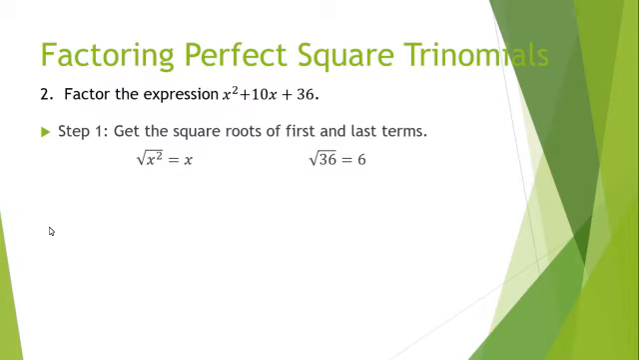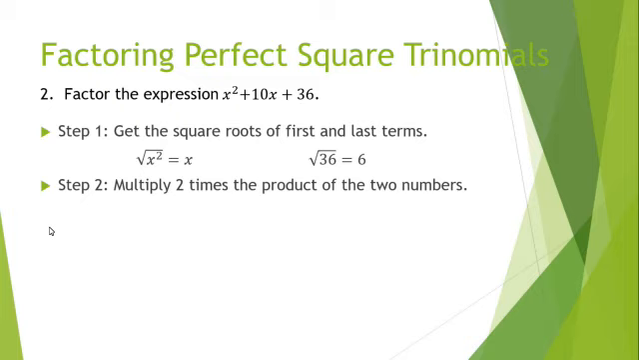Next, step 2. Multiply 2 times the product of the two numbers. What are the two numbers do you think we're talking about? That's right, these are x and 6. Now, we're going to multiply 2 by x by 6, which gives us 12x. Notice where x and 6 came from. Now, let us determine if the product 12x matches the middle term of the given trinomial.